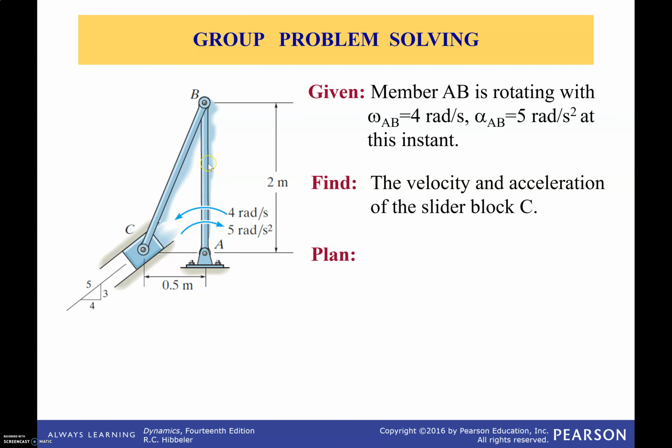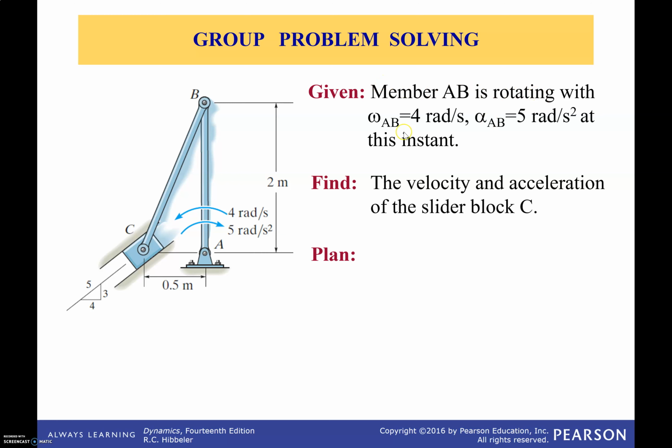So we have member AB, and that member AB is rotating about A. So this member is just doing a pure rotation, and then it is attached to member BC, and then we have this piston that moves in this straight line, and you have here a 3, 4, 5 angle.